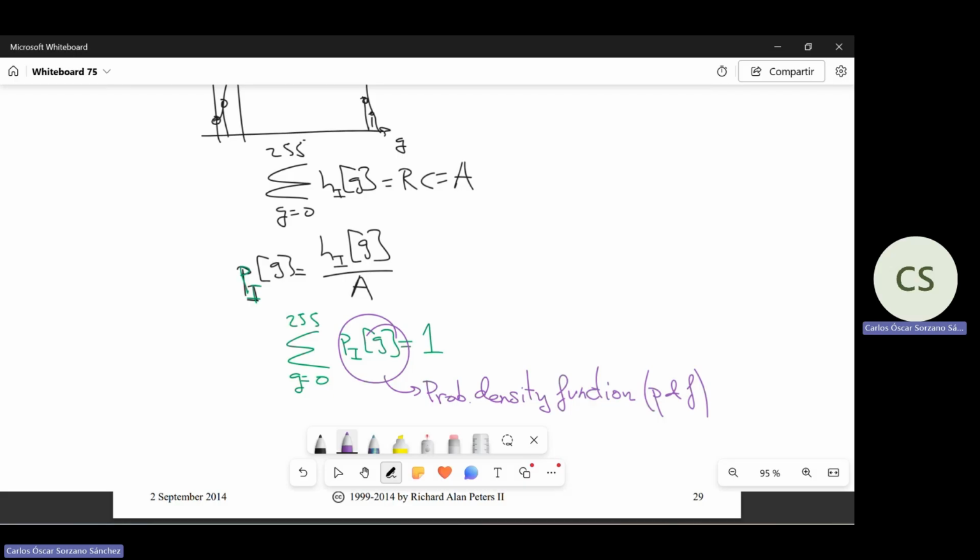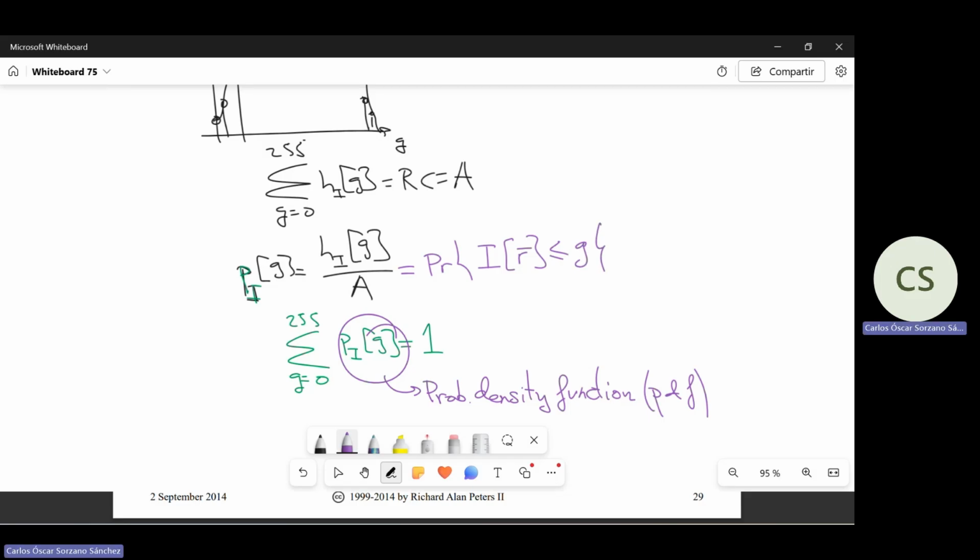And so it is the probability of what? It is the probability of taking a pixel at random. So I take a pixel at random, and the intensity of that pixel at random, let's call it, is smaller or equal to G.